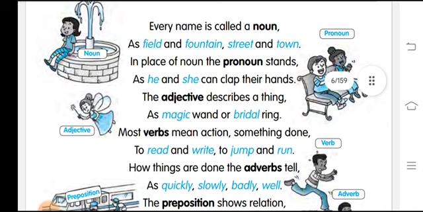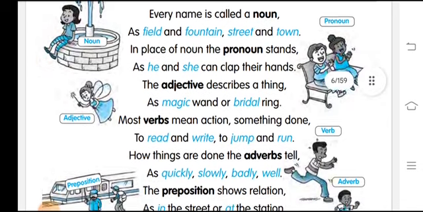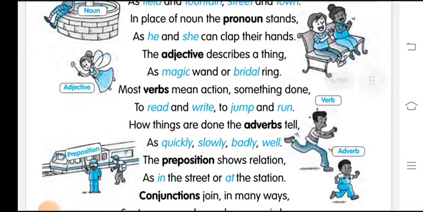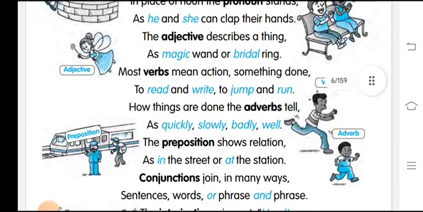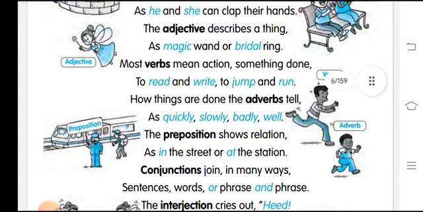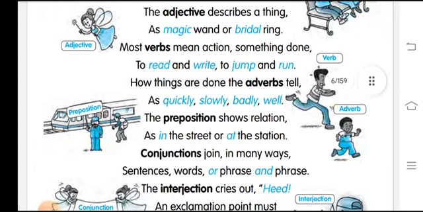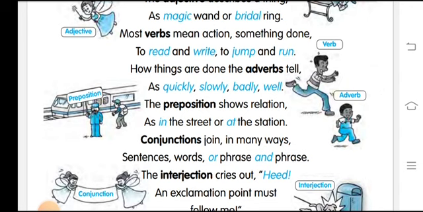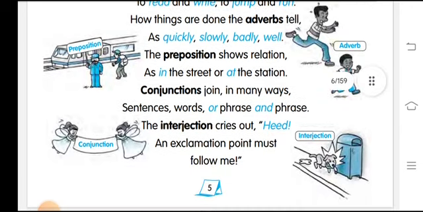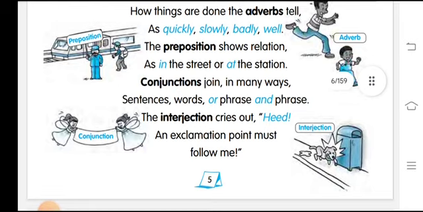Every name is called a noun, as the fields and the fountains, street and town. In place of the nouns, the pronouns stand, and he is he and she can clap their hands. An adjective describes a thing. A magic word or the bridal ring can most the verb and means the action, something done, to read and write, to jump and run, and how things are done by the adverbs.